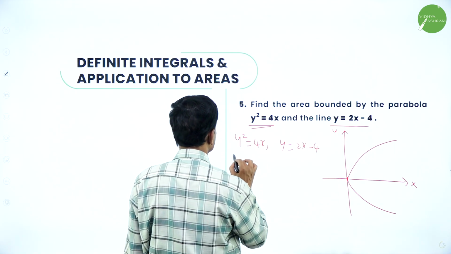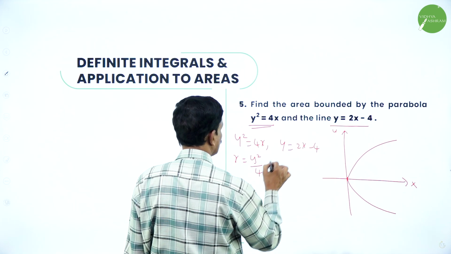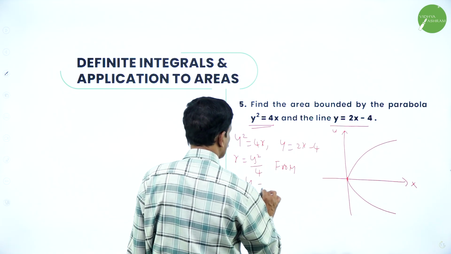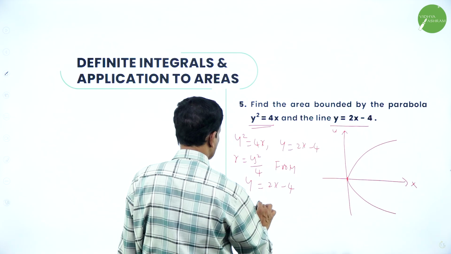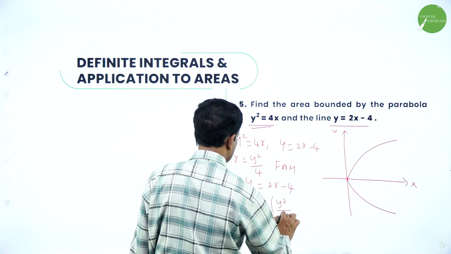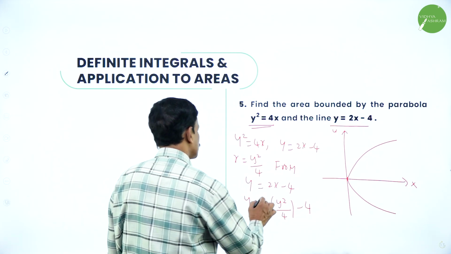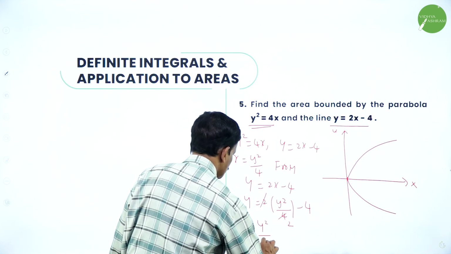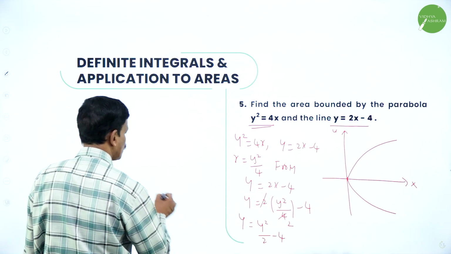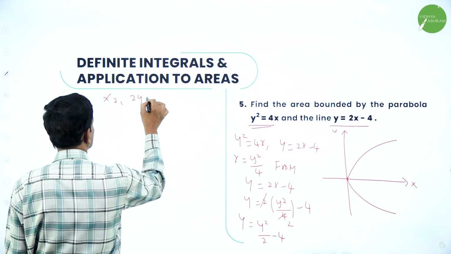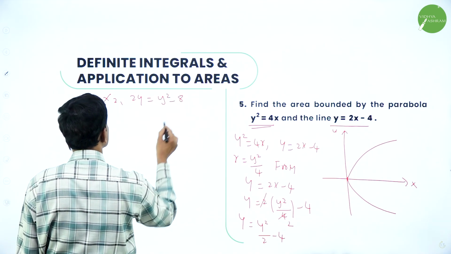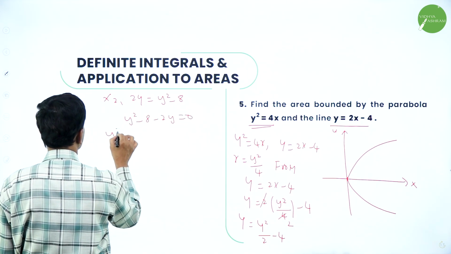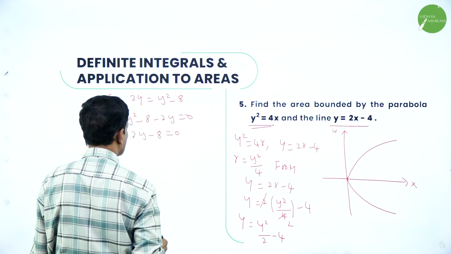Solving these two equations, what is x from this? x is equal to y squared by 4. Substitute here, in y equals 2x minus 4: y equals 2 into y squared divided by 4 minus 4. The 2 and 4 cancel. So y equals y squared by 2 minus 4. If you multiply by 2, you get 2y equals y squared minus 8. So y squared minus 2y minus 8 equals 0, a quadratic equation.